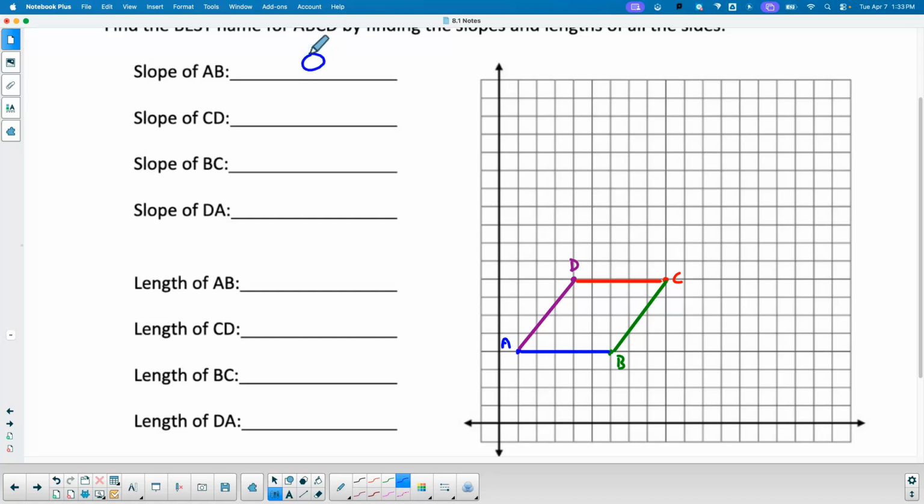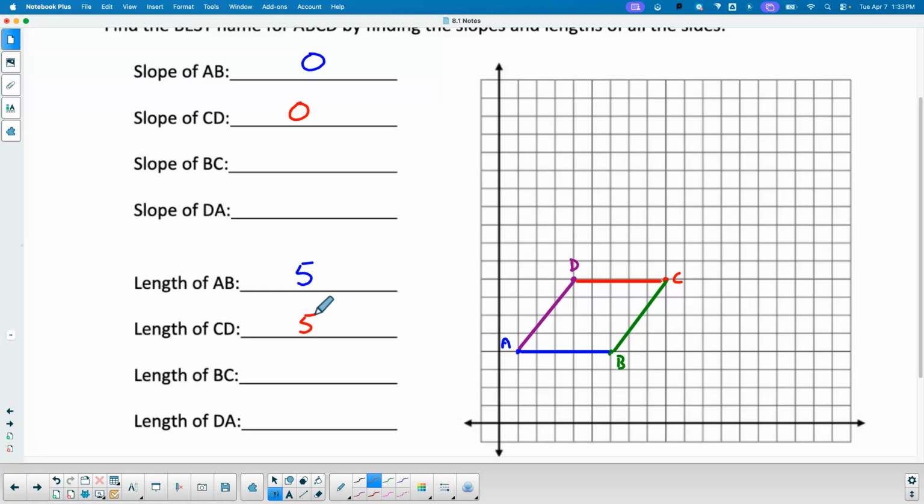I didn't rise, but I ran 5. 1, 2, 3, 4, 5. So my length is 5. Agree with me on those two? Yeah? Okay. All right. CD is next. That's red. That also has a slope of 0 and has a length of 1, 2, 3, 4, 5. Sweet. A length of 5.